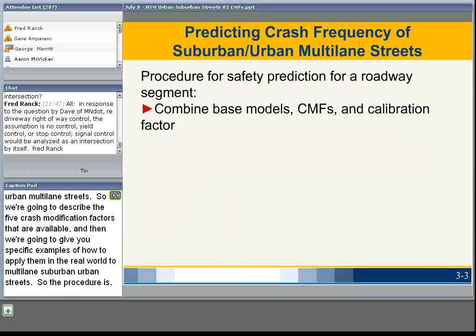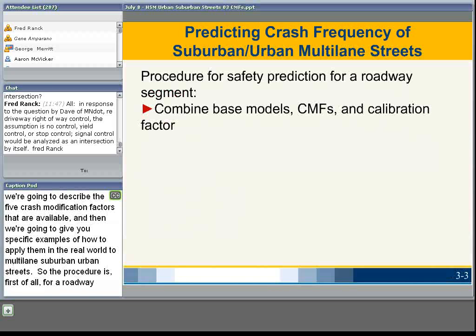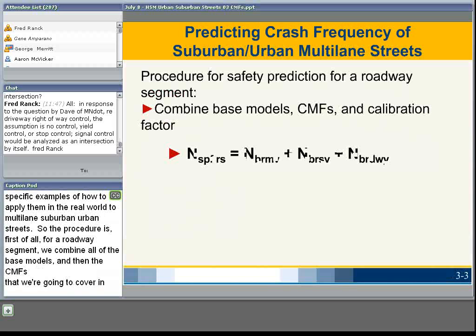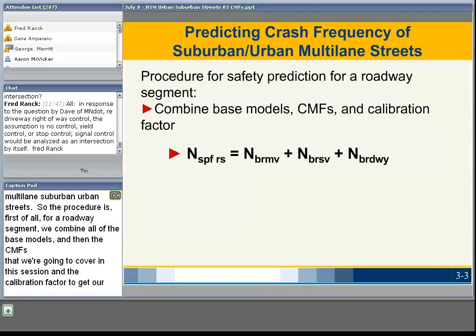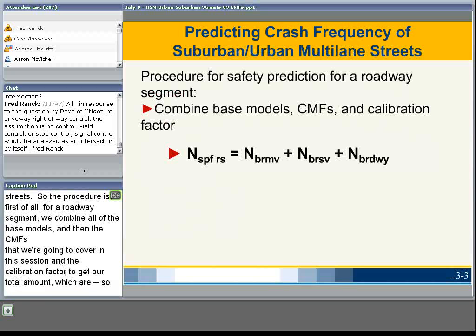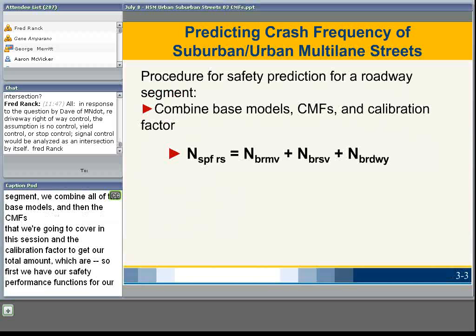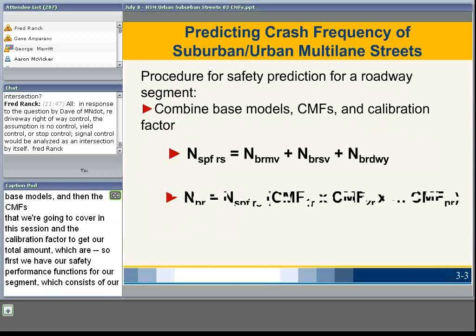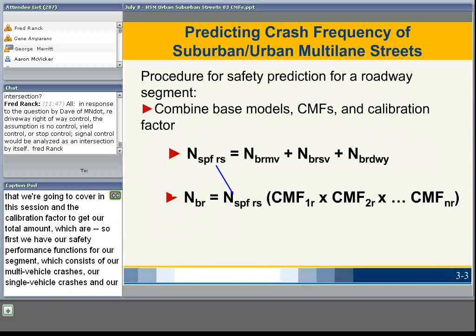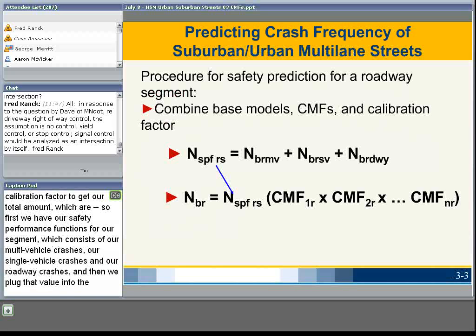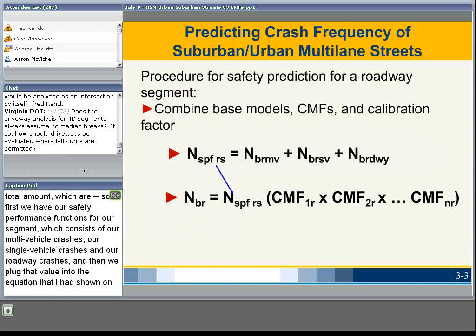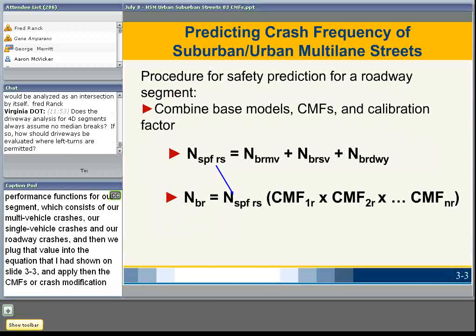And here's our session on CMFs. For whatever reason, it wants to start on slide 3, which it tried to do with Gene earlier in his session. In this session, we're going to cover the crash modification factors to adjust the crash frequency we predicted based on the models that Gene presented in the previous session for suburban, urban, multi-lane streets. So we're going to describe the 5 crash modification factors that are available, and then we're going to give you specific examples of how to apply them in the real world to multi-lane suburban urban streets.